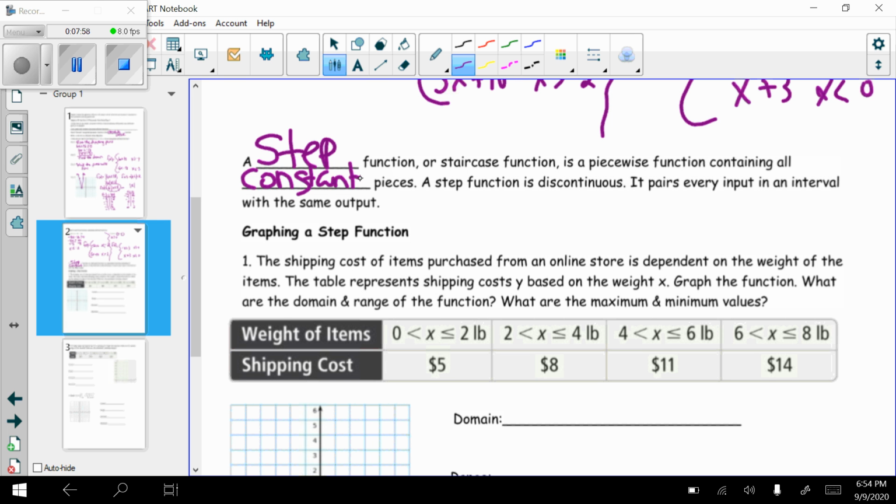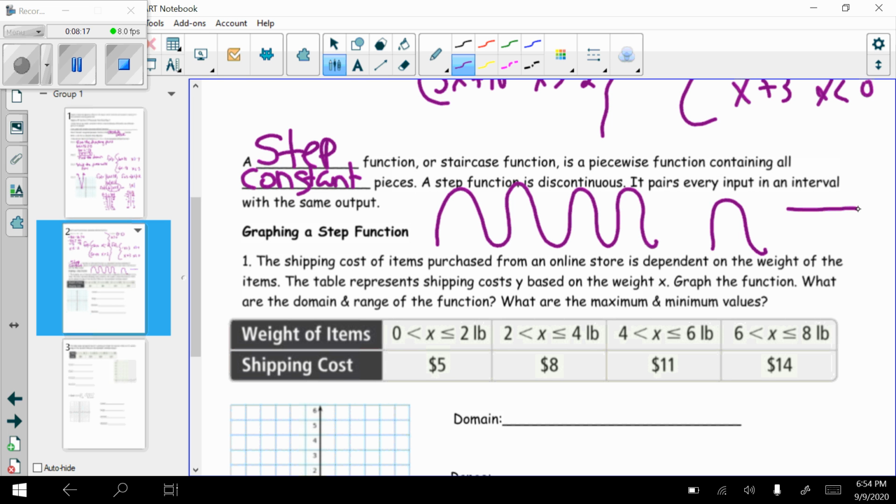So discontinuous just means that I cannot draw the graph without picking up my pencil off the paper. Continuous, I could draw forever. So like this is continuous. I could draw this. I never have to lift my pencil. Discontinuous, there's pieces to it. So maybe I have this part, but then I have a part up here. Right? I cannot get from here to here, that piece, without picking up my pencil.